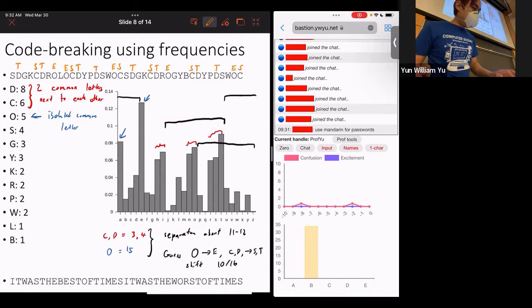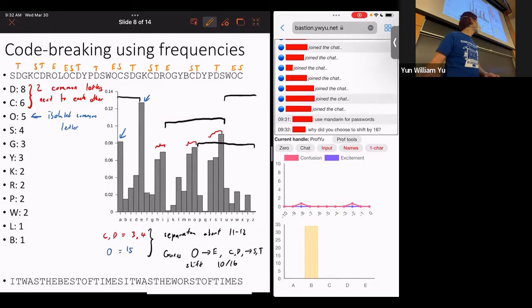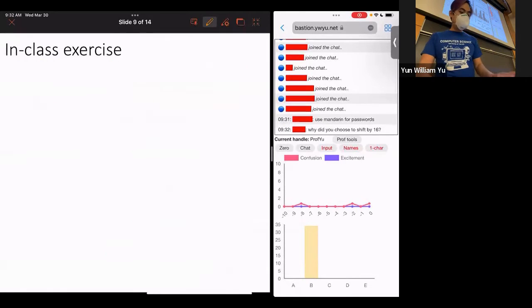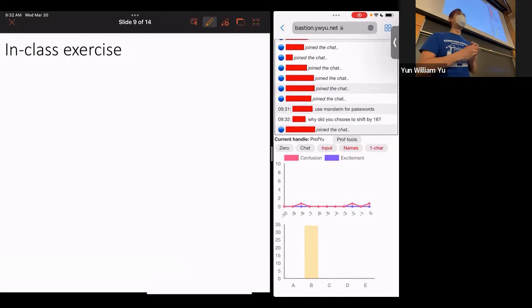Okay, any questions about all that so far? So this is the basic code, one of the simplest ones, as well as I've now given you a way of breaking the code, which is to look at these letter frequencies. Okay, if not, then we're going to do an in-class exercise. And there are probably going to be several in-class exercises today, so it's not going to be one big session.